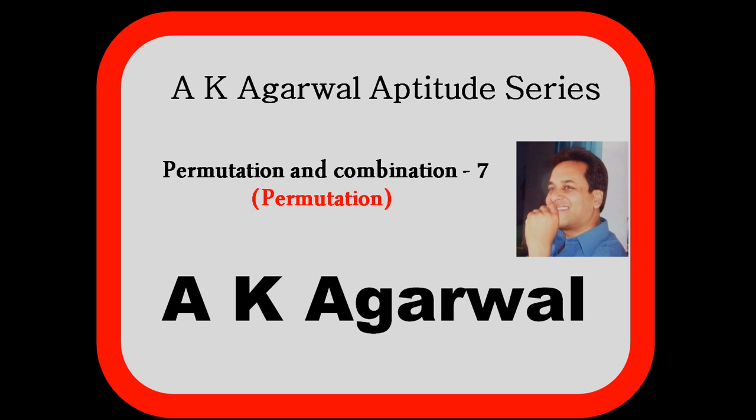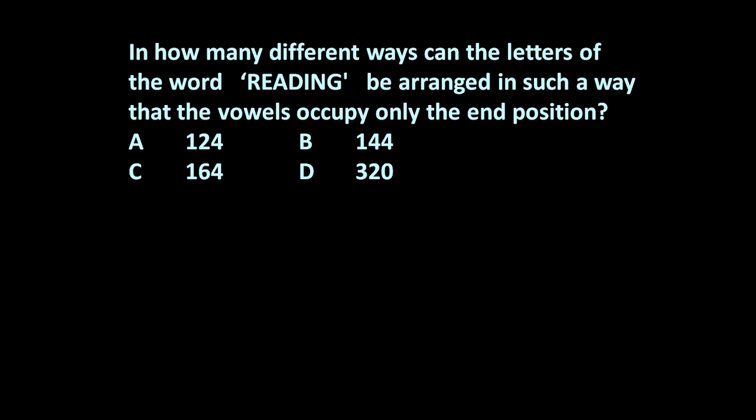Friends, in this session we are going to learn a technique for solving a problem on permutation and combination. Here the given problem is, in how many different ways can the letters of the word READING be arranged in such a way that the vowels occupy only the end position? Now here the three vowels must occupy the end position.